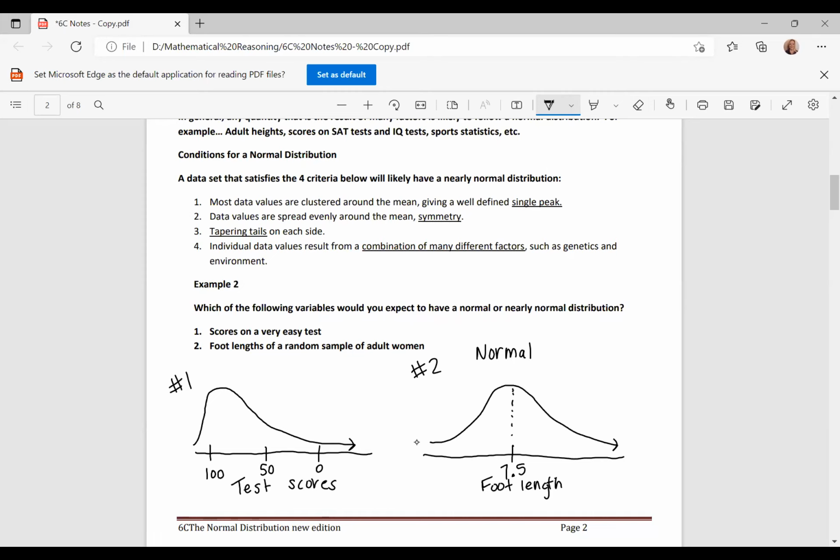Test scores on a very easy test, you're going to have a tendency to have more people score high on that kind of test. So that's not spread out like it should be.